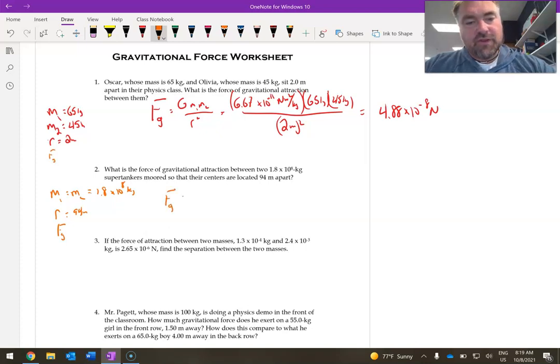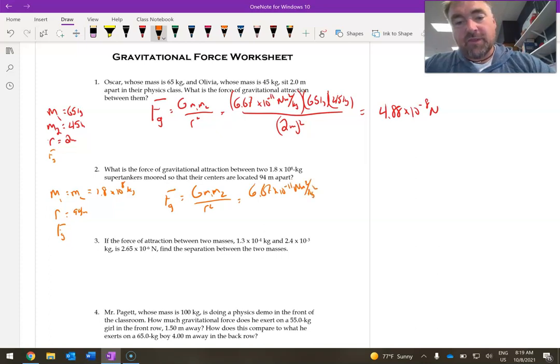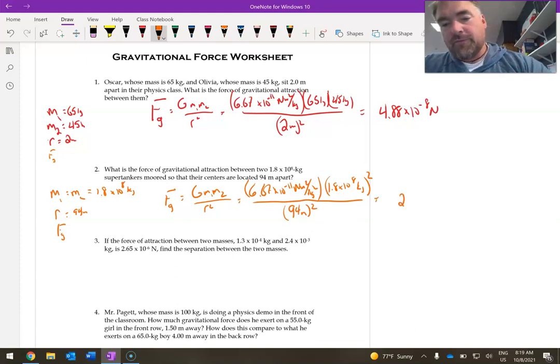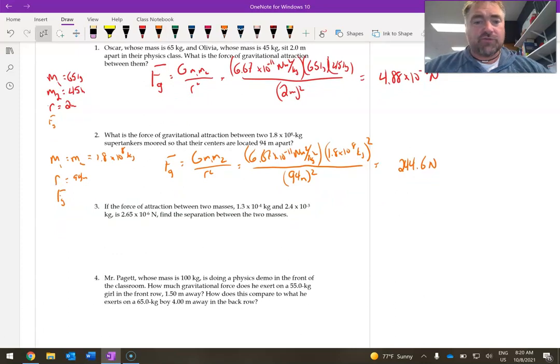So we're going to use the same equation. F sub G is equal to big G, M1, M2, all over R squared. So the 6.67 times 10 to the negative 11th Newton meters squared over kilograms squared. I know this gets to be a pain writing, but it's important to put it in there. Times the two masses, so 1.8 times 10 to the 8th kilograms. And since it's M1 times M2, I'm just going to square this since they're both the same. And then I'm going to divide that by the distance between them. Don't forget to square it. And when I get this one, I'm going to get 244.6 newtons. So a little bit bigger. Again, that mass is much, much bigger than what we had before, so much, much larger force.